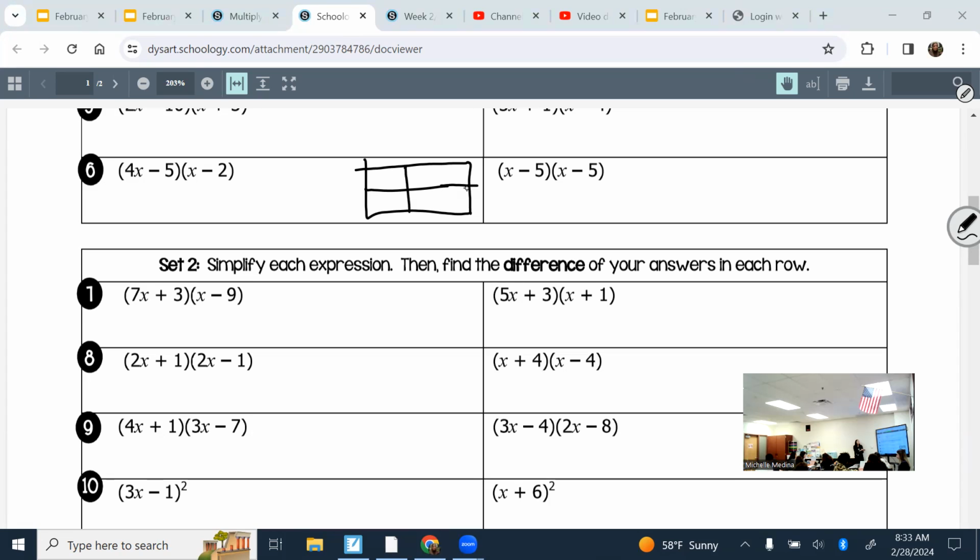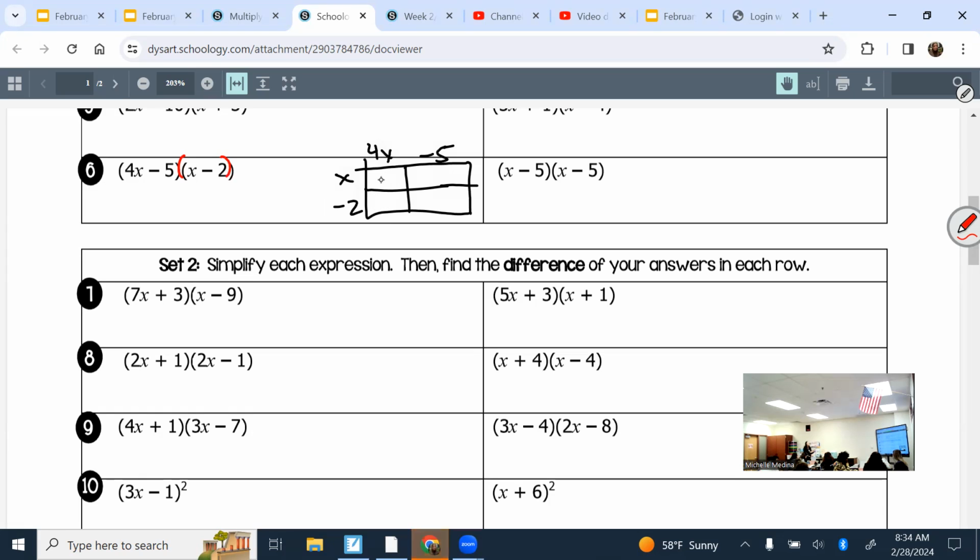If you are using the box method, or really any method, just make sure you pay attention to the sign that's in front of each term. It stays with that number. So if I'm setting up my box method here, I would have a positive 4x, a negative 5, a positive x here, and a negative 2 here. The terms from the same parentheses would need to be on the same side of your box for it to work.